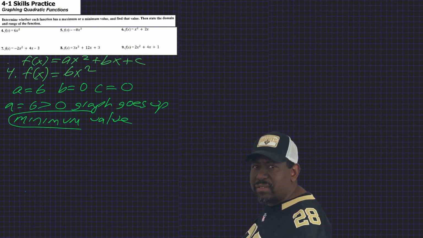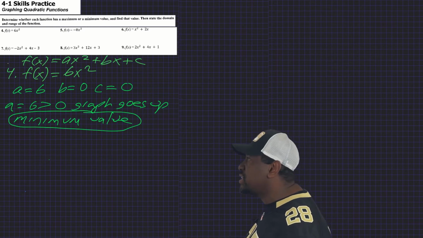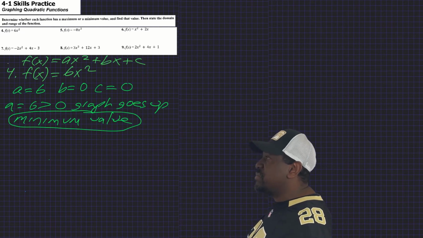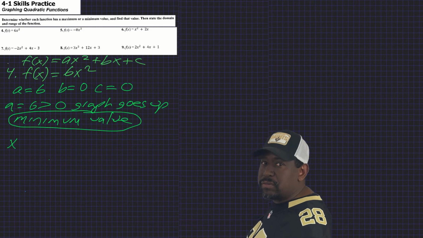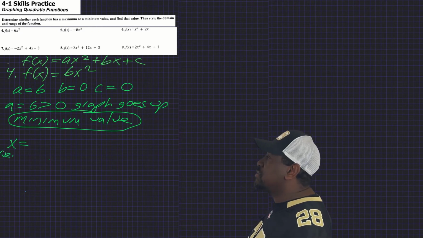So how do you do that in class? What's the process of finding the actual minimum value? We know we have a minimum value because it opens up. And how do you go about determining the minimum value? Well, you need the vertex value.